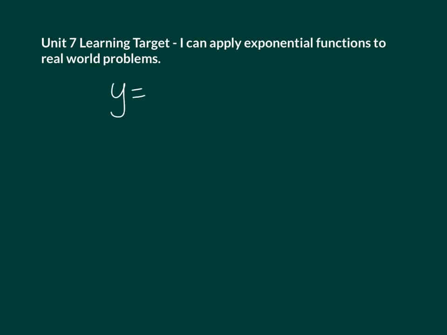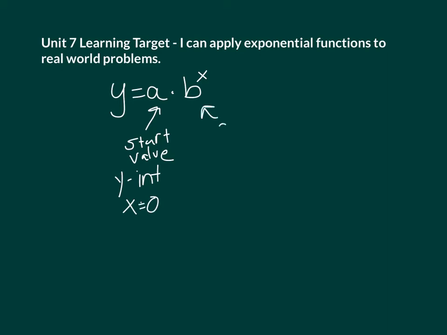Y equals a times b to the x, where a is the start value, or the y-intercept, or where x equals 0 on a table. And b is the growth or decay factor.